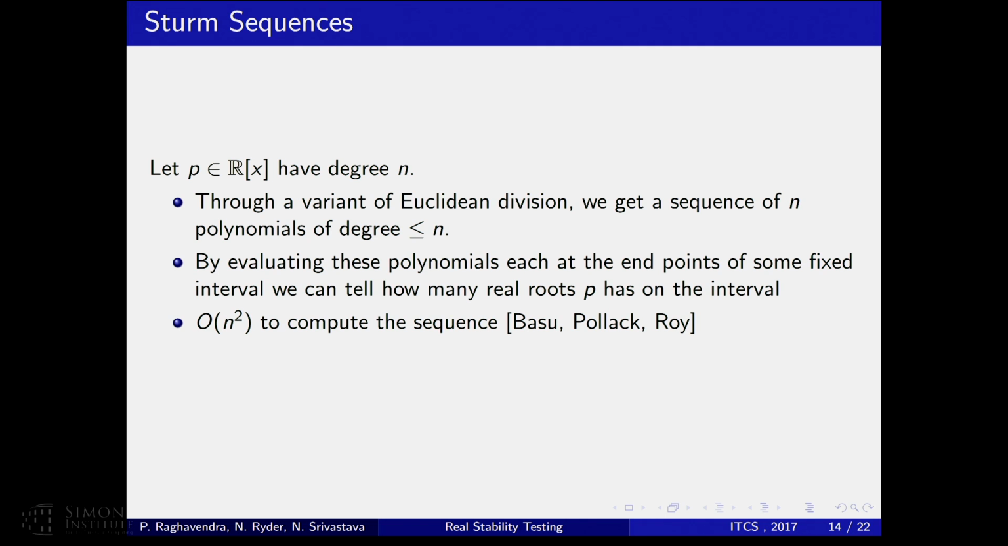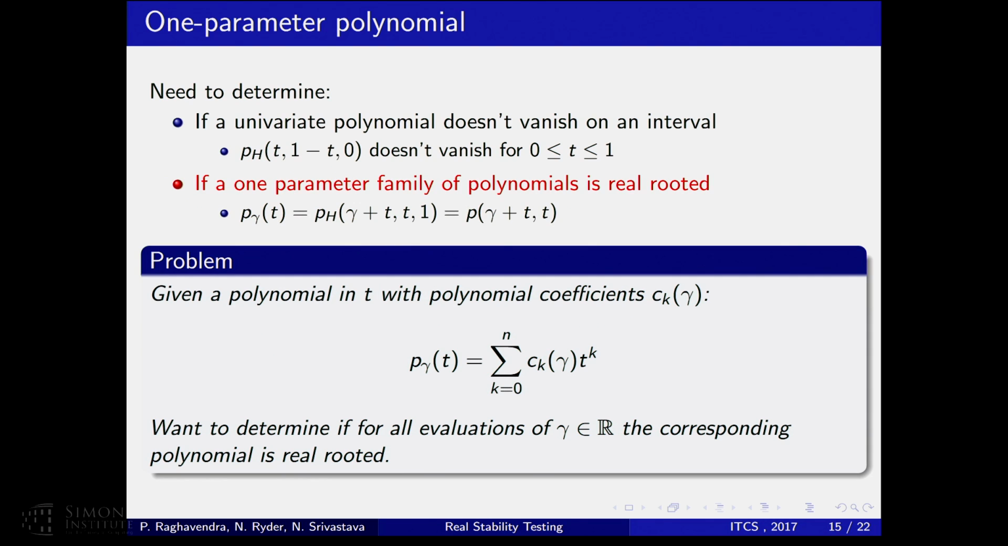It's not so important to know the details here, but there are these things called Sturm sequences. You use a variant of Euclidean division to get a sequence of n polynomials of degree at most n. It takes O(n^2) time to compute this sequence. And once you have the sequence, you can query it in linear time to determine the number of real roots the polynomial has on any given interval. So this solves the first part of our reduction. And the second part of our reduction then is the main problem we have to tackle.